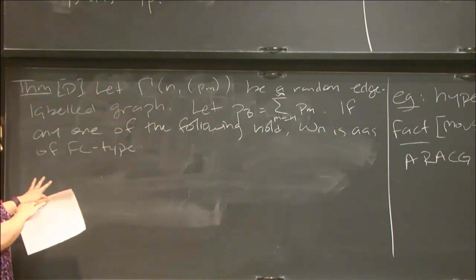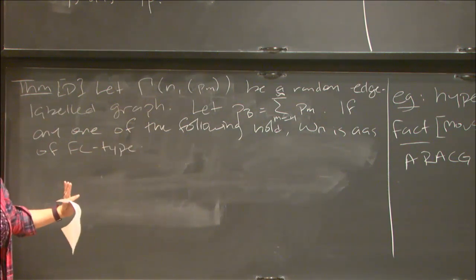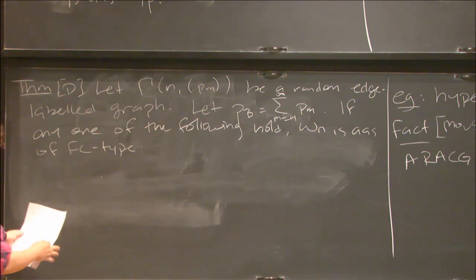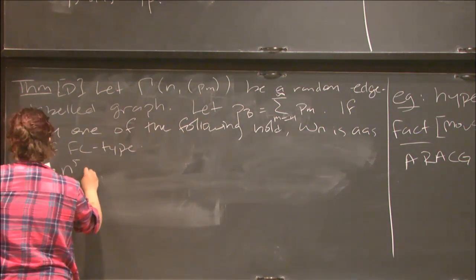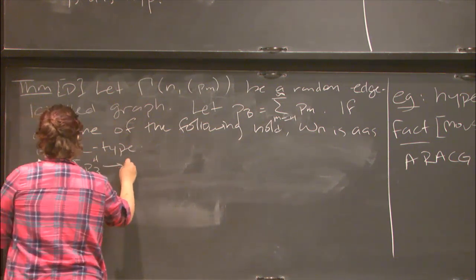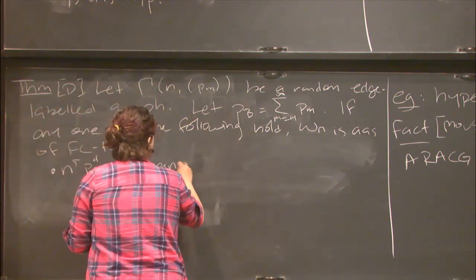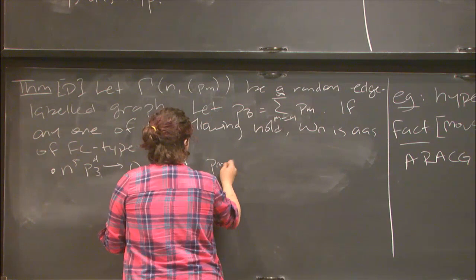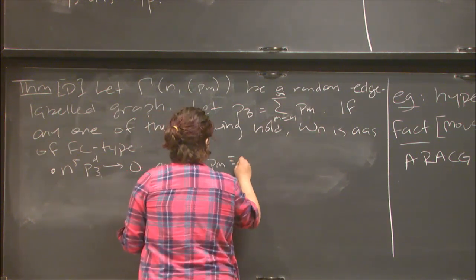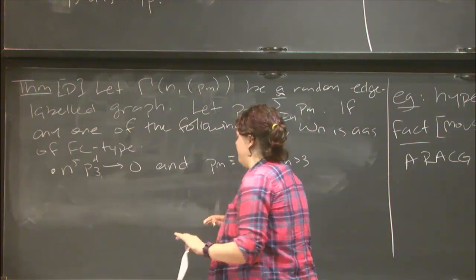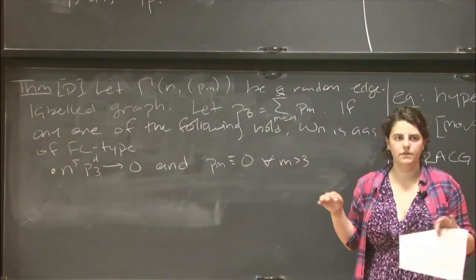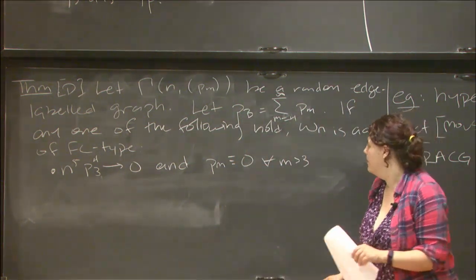All right, so here's where it's going to get kind of gross because I'm still working out the kinks of the presentation of this. But you could have n to the 5th p3 to the 4th going to 0, and all of the big labels just can't happen. So p sub m is just 0 for all m bigger than 3. So in this case, our only labels are 2s, 3s, and infinities.